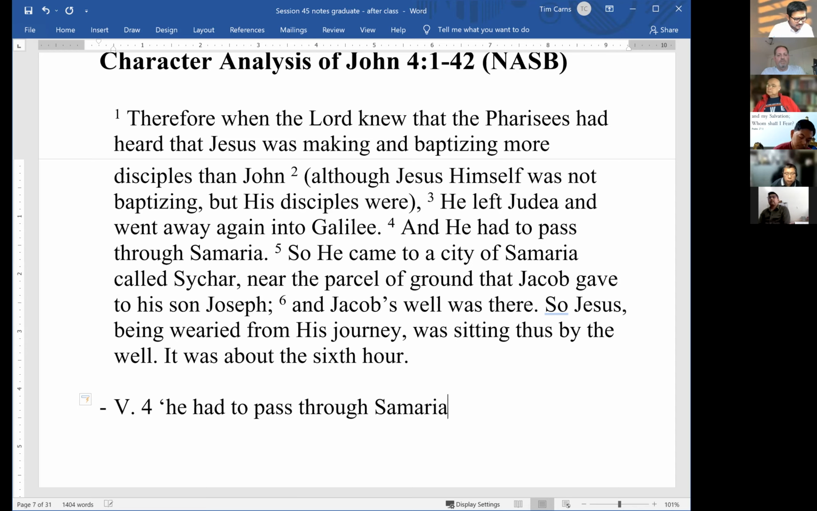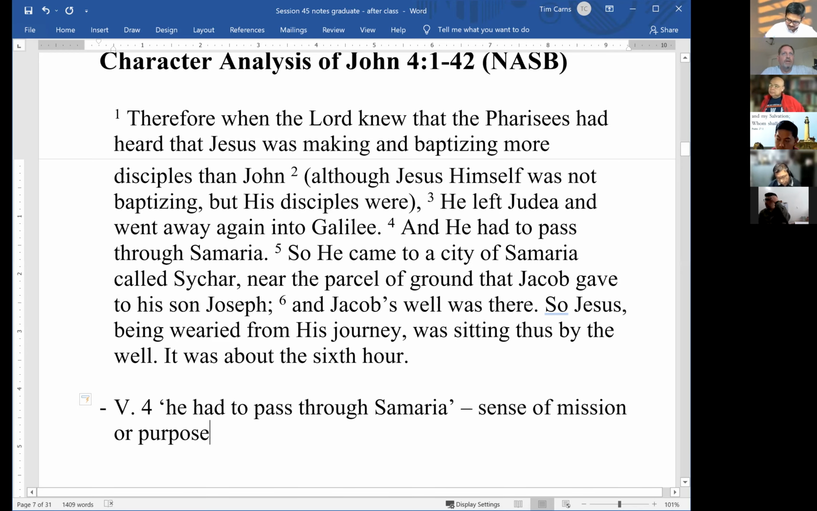Yes, there seems to be a sense of mission or purpose here, doesn't there? Yes, sir. So it didn't say simply that he passed through Samaria. It says he had to pass through Samaria. I think in the Greek text, the word there is "it was necessary." For him, this idea he had to do it.